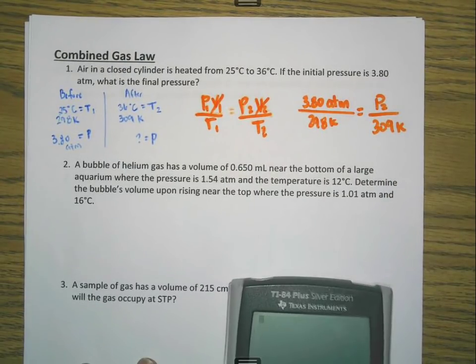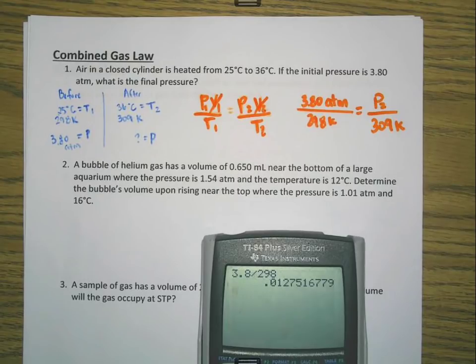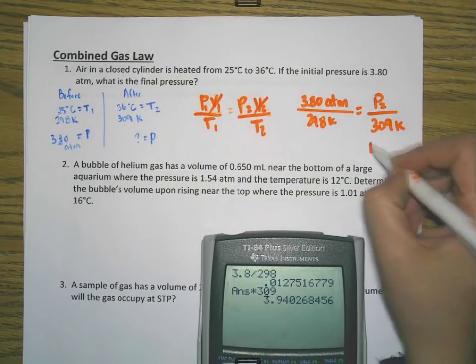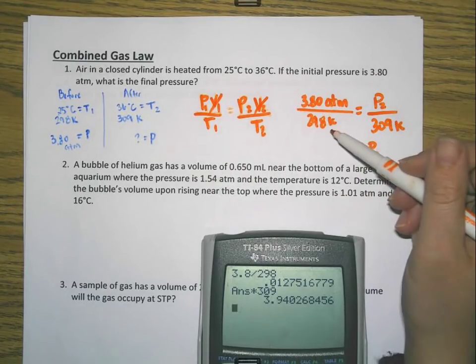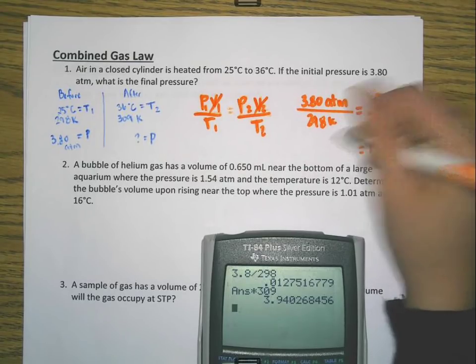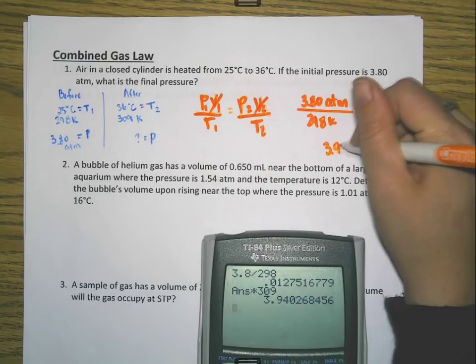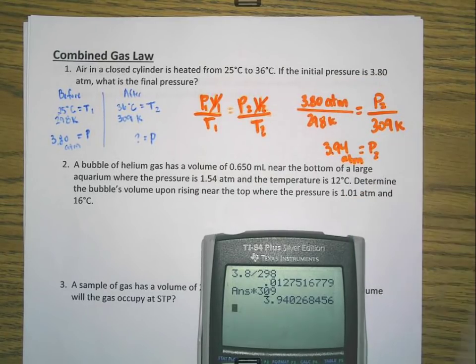And then we've got the solving of my problem. I've got 3.8 divided by 298, multiplied by 309. So I will end up with a final pressure. That's 3 sig figs, and these both have 3 after their conversions, so I'm going to end up with 3.94, and my unit will be atmospheres, ATMs. Realize that that's kind of blurry on your screen, so we'll see what I can do about that for you.